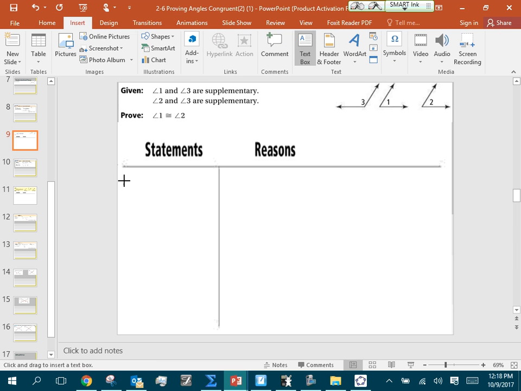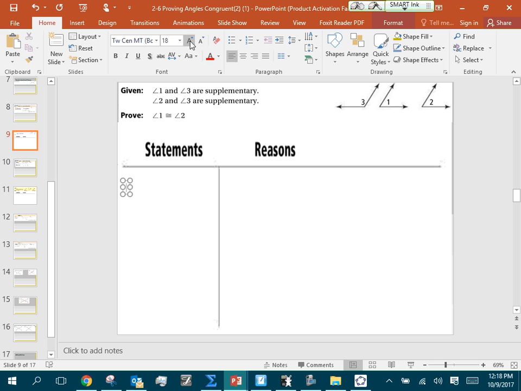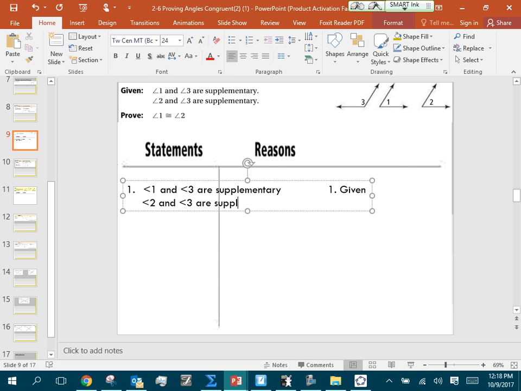The first thing I want to do, I'm going to type these in because my handwriting is kind of bad. I'm just going to say angle 1 and angle 3 are supplementary. Spelling's bad too. And that's going to be given. Now the same logic says that angle 3 and angle 2 are supplementary as well. So that's all my given information.